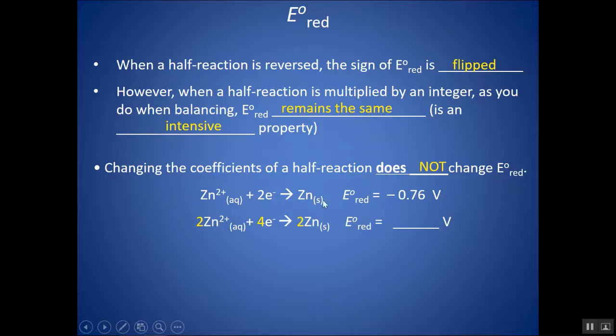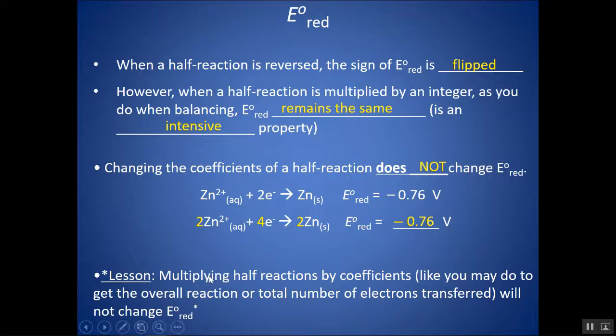So if I was looking at this half reaction, Zn2+ + 2e- goes to Zn, zinc solid. If I were to multiply everything by 2, the reduction potential does not multiply by 2. It stays exactly the same. So remember, this is something that you might do, multiplying by an integer when you have two half reactions and you're trying to add them together to get the whole thing. It does not change your reduction potential at all. Okay?